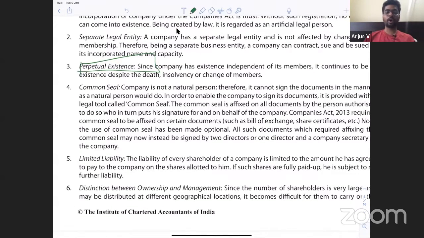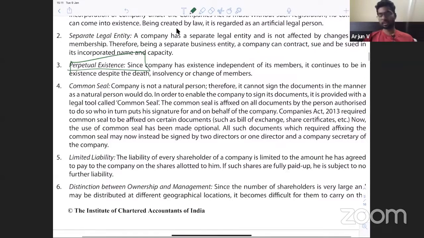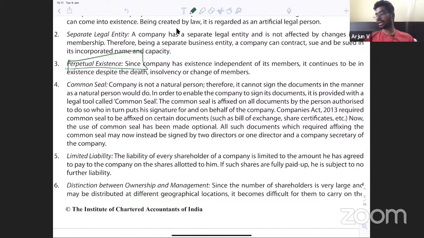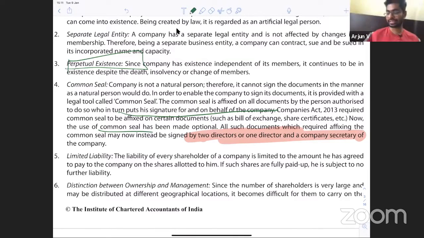Now, what is common seal? When I say a common seal, what it means is, since the company cannot sign the document, because a company is not a human, right? So on behalf of the company, the directors are the ones responsible for managing the company. On all the official documents, two directors, or a director and a company secretary, shall make sure that the signature is placed on behalf of the company through a common seal. So a common seal is basically an official signature of the company, which will be done either by two directors, or one director and a company secretary.